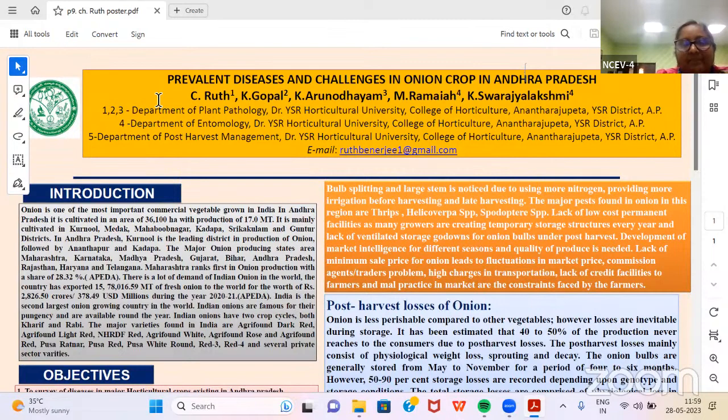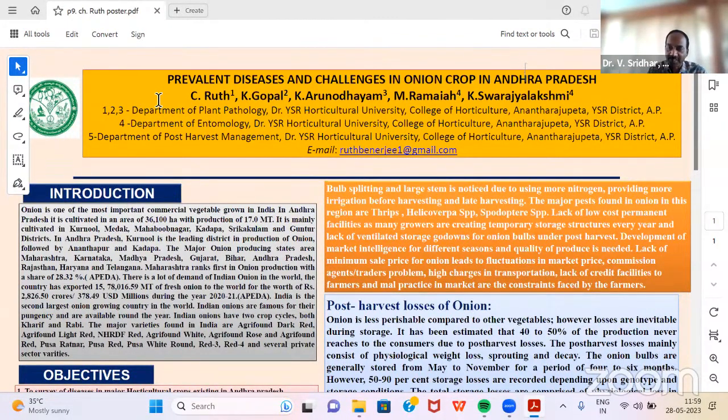After harvesting, the problem is basal stem, basal bulb rot. It is a problem, sir. And some, only purple blotch. It is a major problem, sir. Followed by this leaf blight, sir.